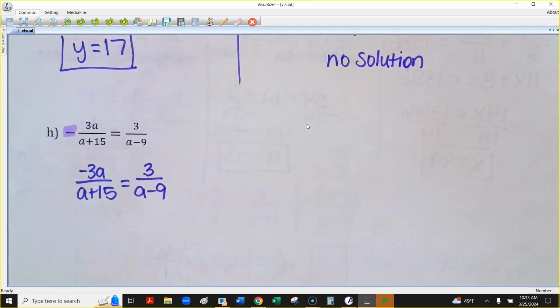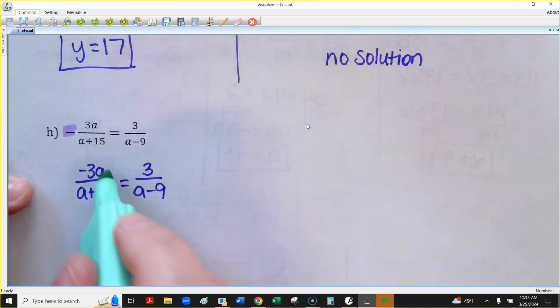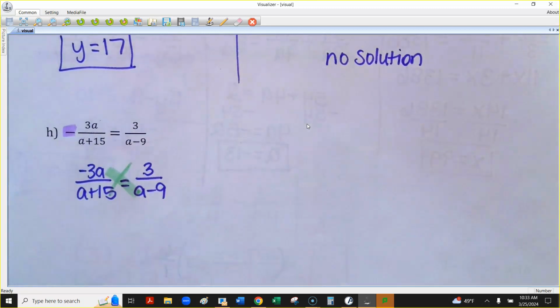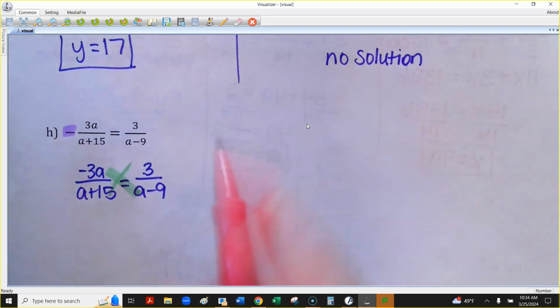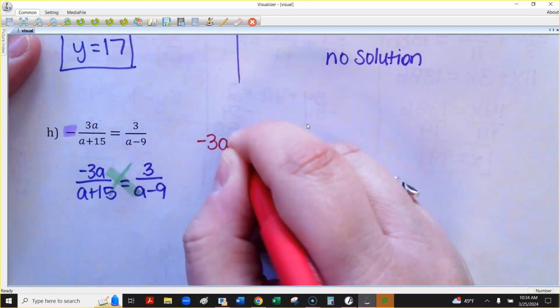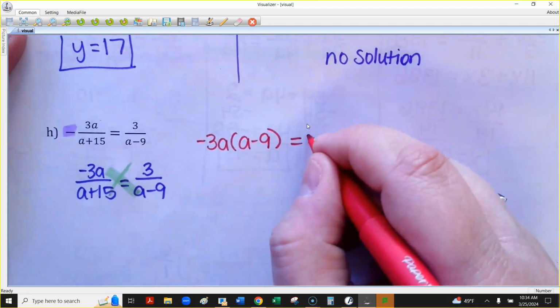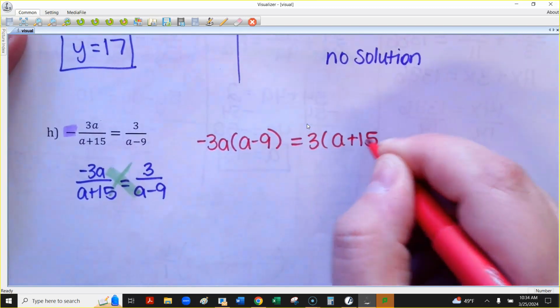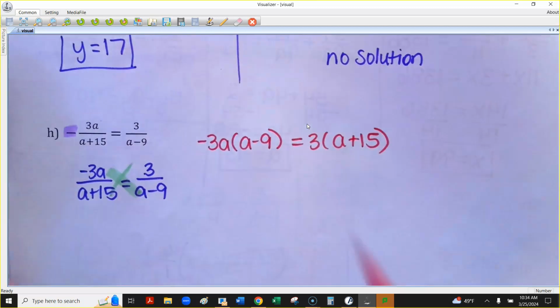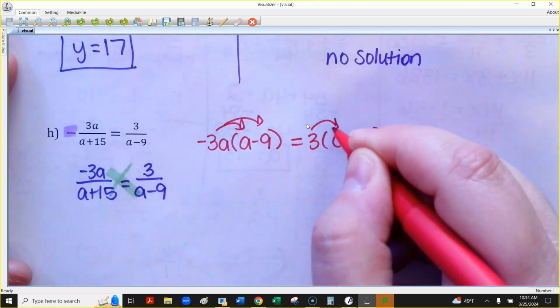Now, this one is similar to the question right above it, where it's going to be just as much work to do a common denominator between both sides as it would be to just go ahead and cross multiply here. I would just cross multiply on that. You can't reduce anything on either of the fractions, so the easiest way to do this one is probably just like a normal proportion. One of the cross products would be negative 3a times a minus 9. The other cross product would be 3 times a plus 15. So I'm going to have to do a little distributive property. All right, and I'm not going to lie to you, we're going to have a quadratic on this question.